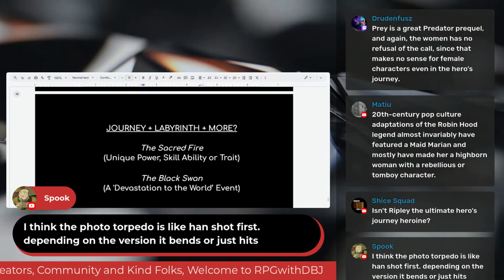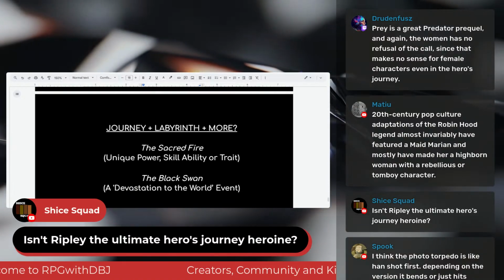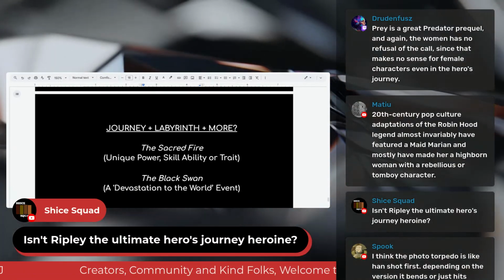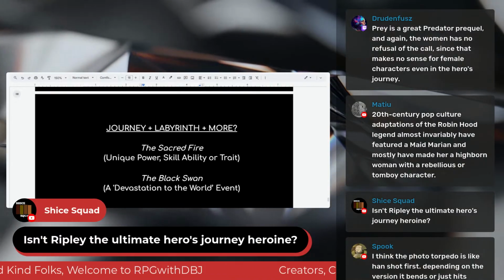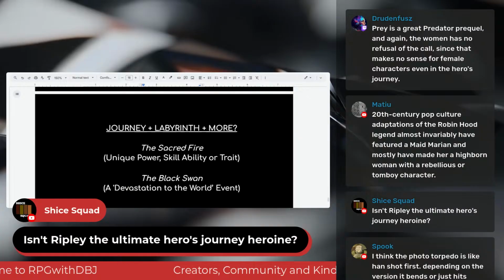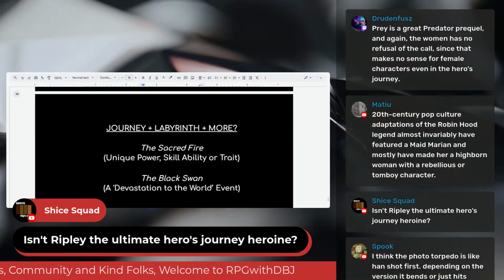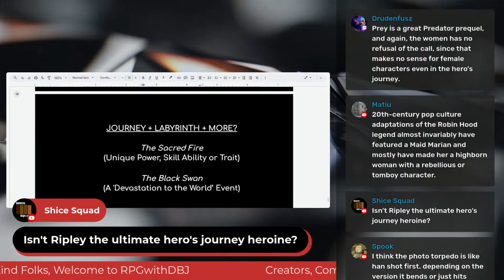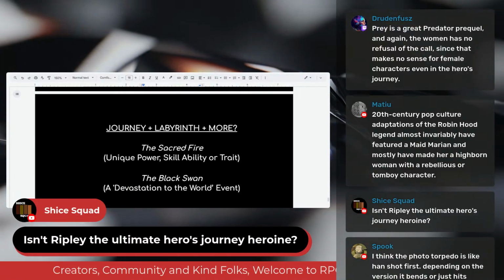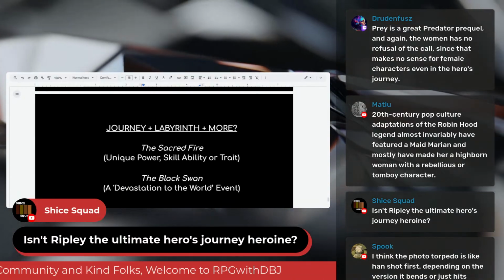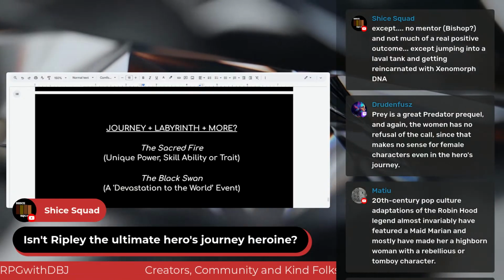Isn't Ripley the ultimate hero's journey heroine? In many ways, yes. Doug claims that she's the ultimate heroine's labyrinth character. If you start naming off things like fragile power, sacred fire, navigating the labyrinth, shield maiden event, black swan event, all that kind of stuff. Yeah, Ripley. Who else is a great one? Sarah Connor is a great one as well.